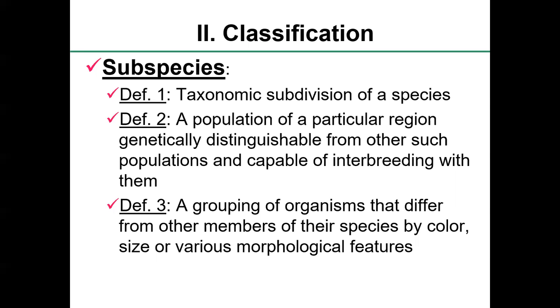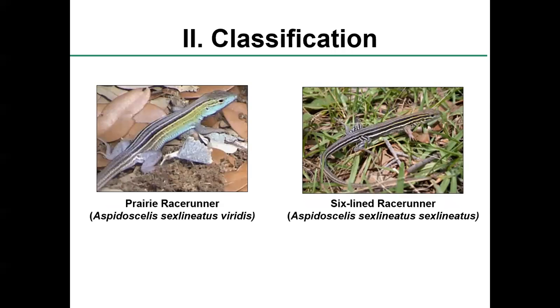A classic example of a subspecies here in Indiana would be our race runners in the family Teiidae. We have our prairie race runner on the left and our 6-line race runner on the right. So we have Aspidoscelis sexlineatus viridis for a prairie race runner, which tends to have males with blue hues on their venter, whereas our Aspidoscelis sexlineatus, our nominate subspecies, tends to not have that blue coloration on the venter in males.